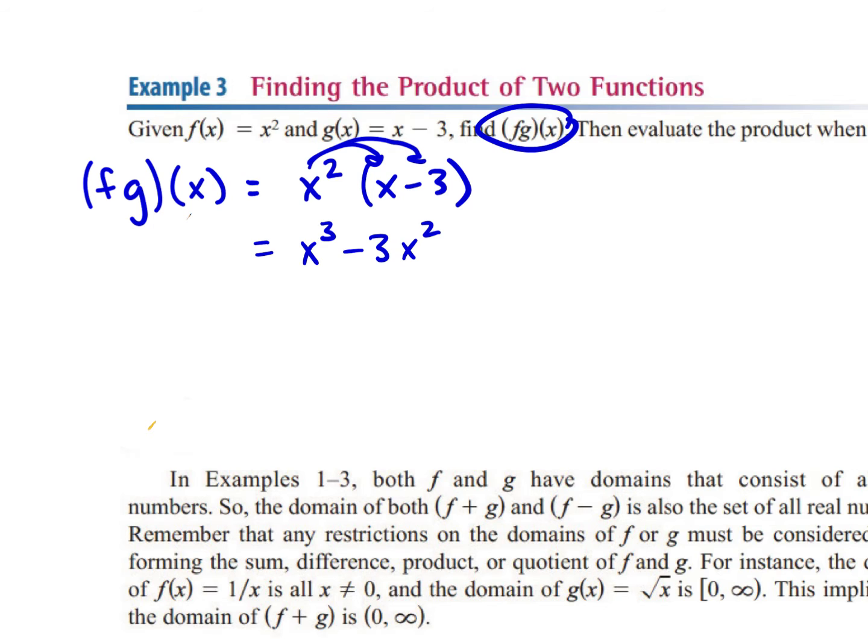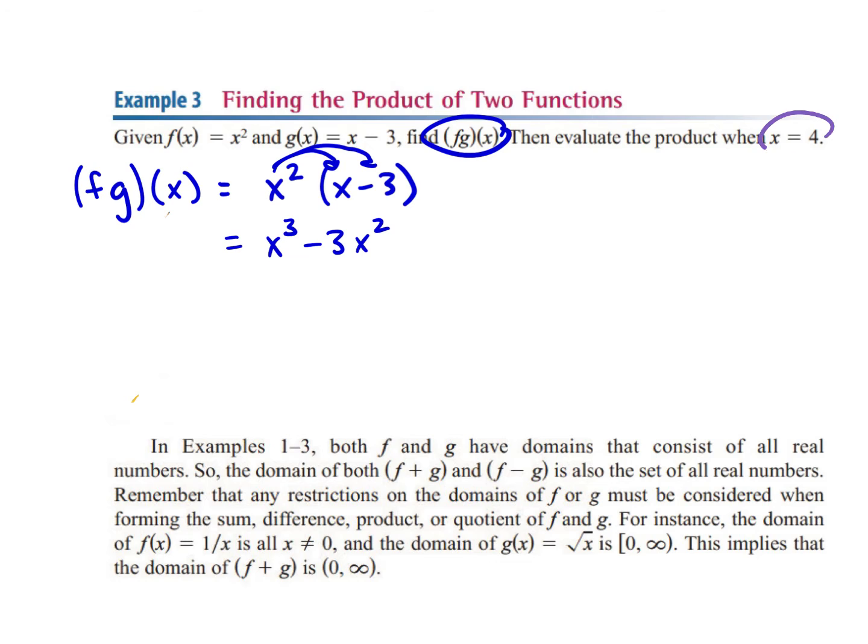Next it says evaluate the product when x is equal to 4. So I'm going to plug in 4 into my x's. So I have f times g of 4. This just tells me I need to plug 4 in. So I have 4 cubed minus 3 times 4 squared.